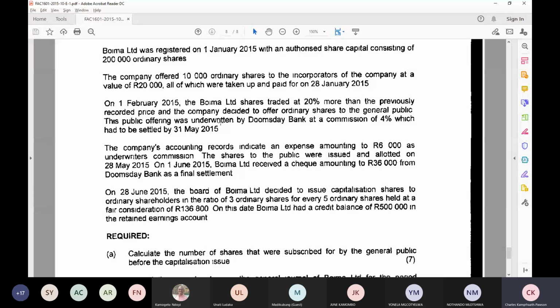Let's look at 1st of Feb. Okay, nothing really happened there. We just issued it. And the public offering was underwritten by Doomsday Bank at a commission of 4%, which had to be settled by the 31st of May. It indicated an expense amounting to 6,000 as underwriter's commission. The shares of the public were issued and allotted on the 28th of May, 2015. So that is where our journal will start. Everybody happy with that?